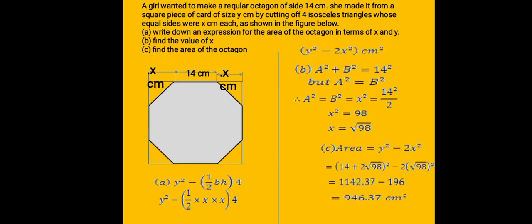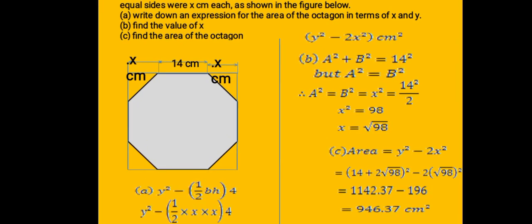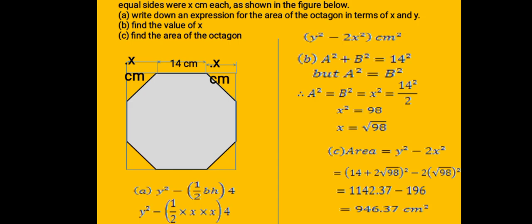A girl wanted to make a regular octagon of side 14 centimeters. She made it from a square piece of card of size y centimeter by cutting off 4 isosceles triangles whose equal sides were x centimeter each, as shown in the figure below. A. Write down an expression for the area of the octagon in terms of x and y. B. Find the value of x. C. Find the area of the octagon.